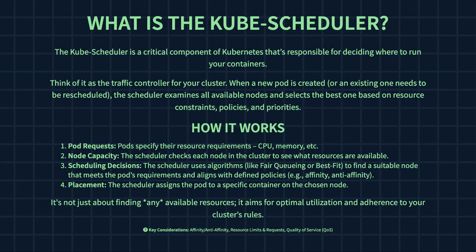Okay, let's talk about the kube-scheduler. It's a really important part of how Kubernetes works behind the scenes. Basically, when you create a new container or an existing one needs to be moved, the scheduler steps in and figures out where to run it. It acts like a traffic controller, looking at all the available nodes, those are your worker machines, and comparing what each node can offer with the requirements of the pod you're trying to deploy. It then makes a smart decision, taking into account things like resource constraints and any specific rules you've set up in your cluster, ensuring everything runs smoothly.